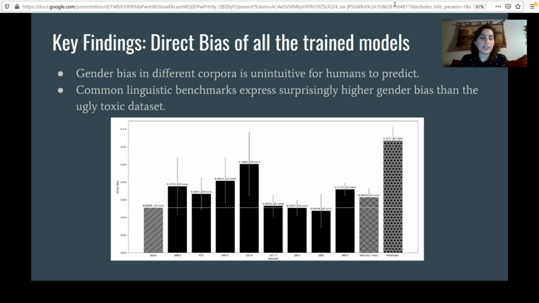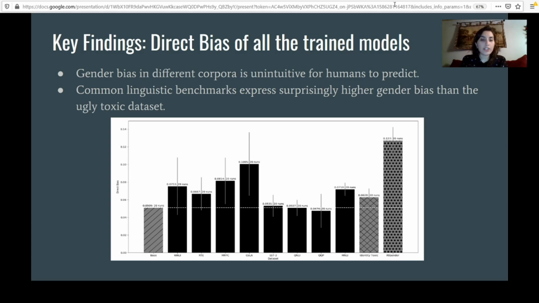At last, I want to talk about the key findings before going into the background and breaking it up further. I want to talk about the results of our work, and the steps by which we got these results. The important key finding in this research is that gender bias in different corpora is unintuitive for humans to predict. As an example, on the leftmost bar, we have the pre-trained model. This bar chart is showing the different gender bias in different trained data sets on a pre-trained model.